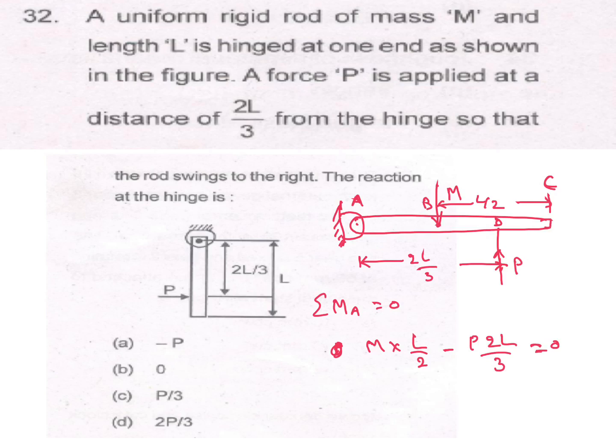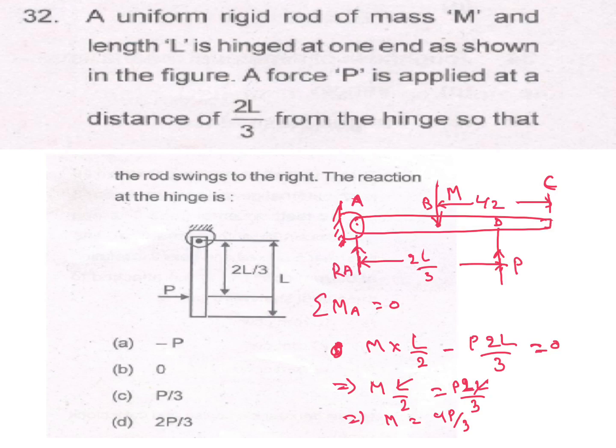So from here M equals P into 2L by 3, L cancels, so M equals 4P by 3. The reaction will act here. This is RA. The RA value we have to calculate.